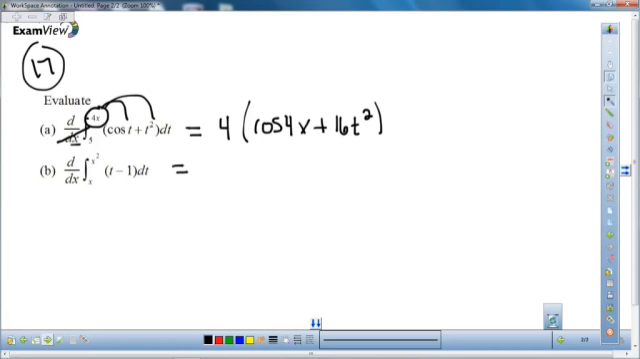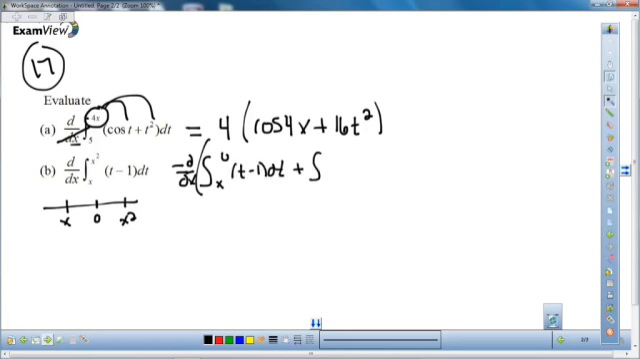For b, since I don't have a variable, I'm going to have to break this apart to make it into a variable. So I'm going to have the integral from x to 0 of t minus 1 dt plus from 0 to x squared of t minus 1 dt. I can't go from x to 0, so I'm going to have to change it, and that's how I get my negative.